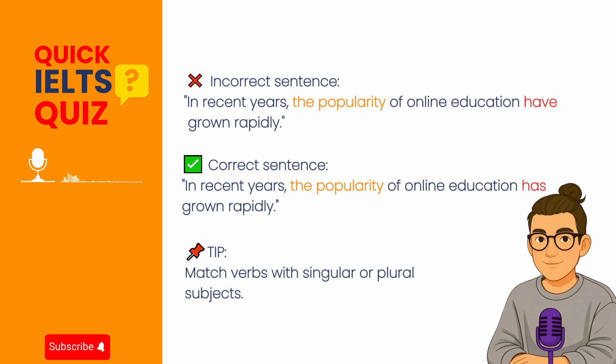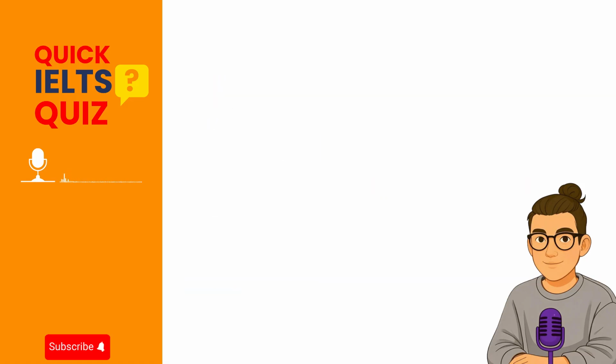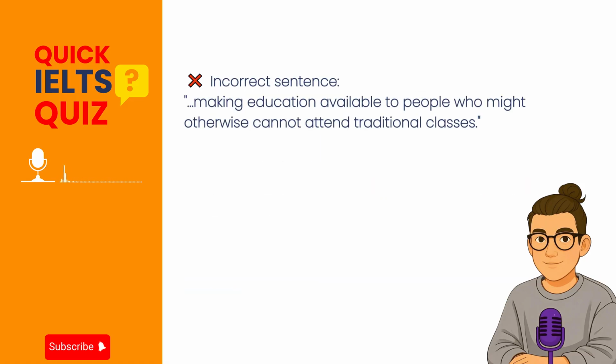Now that we fixed the subject-verb agreement, let's move on to a common issue with modal verbs that can seriously lower your score if you're not careful. This next mistake is about modal verbs and how they should be used with other verbs. It's a small detail, but in IELTS, even small grammar slips can affect your band score.